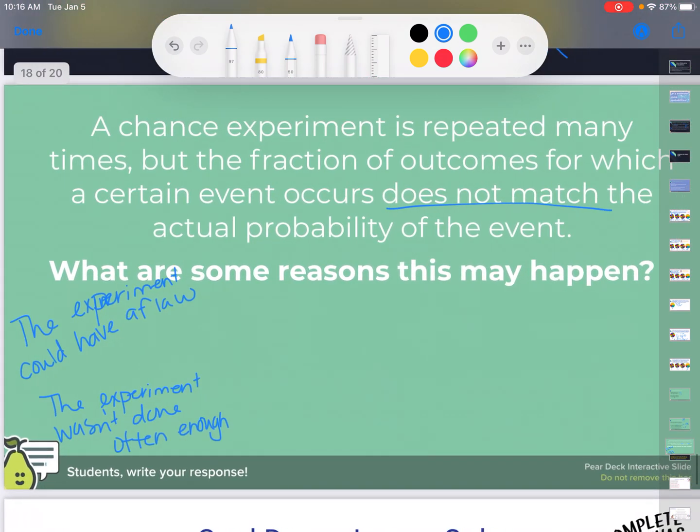Okay, so those are 2 reasons. If you're in Pear Deck, you're probably giving me other answers. So what are some reasons that things might happen? Those are some of the reasons. It could be that it is very unlikely that outcome would occur, like, for example, 1 out of 12. Well, it's more likely that all the other outcomes are going to occur. You're going to have to do it a lot of times to get that probability to match up.